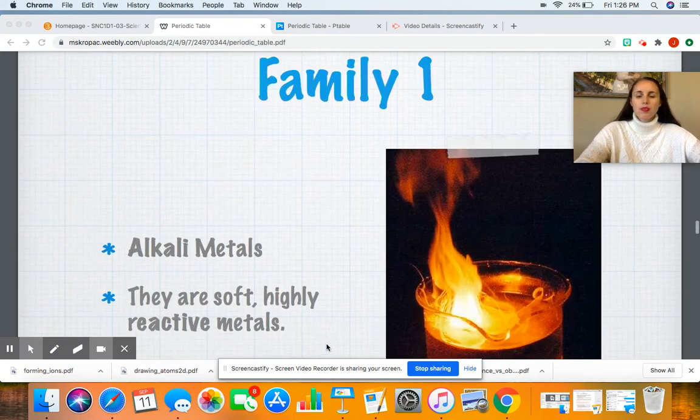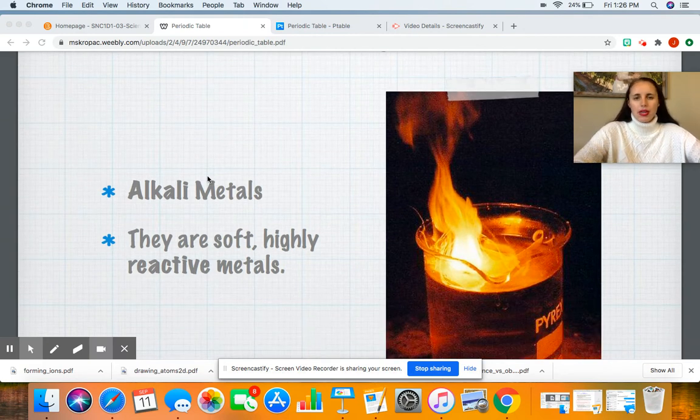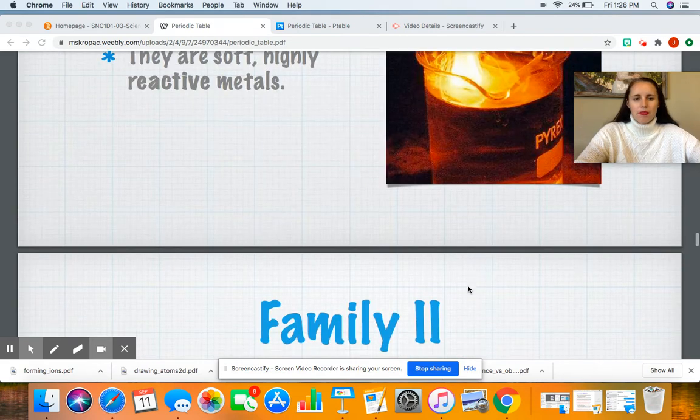Let's talk about some of the specific families that have really unique qualities. Let's talk about family 1, and those are the alkali metals. So this is lithium, sodium, potassium, down to francium. Alkali metals are soft and they are very highly reactive. This is because they only have 1 valence electron. They're so reactive that they actually react chemically with water. If you take an alkali metal and drop it in water, it will actually ignite.